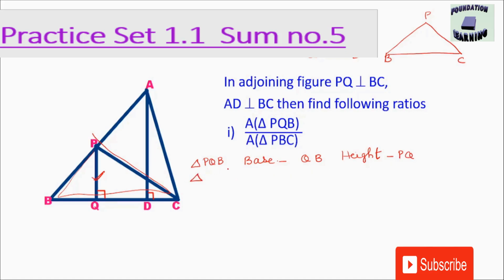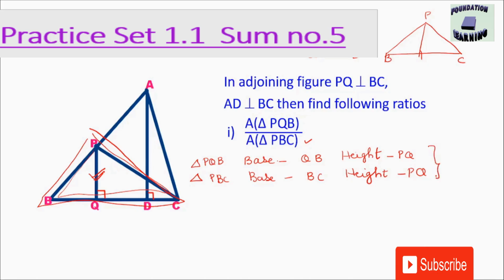The second triangle, we are taking triangle PBC. Where is PBC? PBC is here. PBC, the bigger one. Okay. So PBC, what is the base? The base is here. Base is BC. Height is PQ. See the same height here, PQ. Height is PQ. So what do you find common in both?